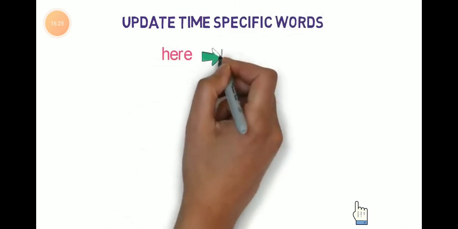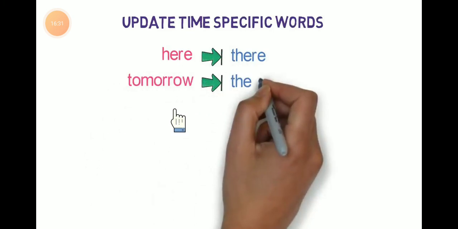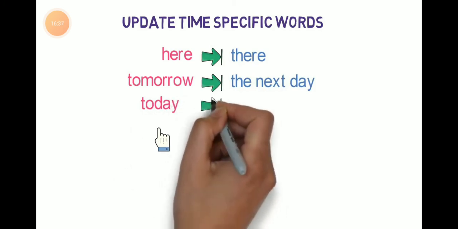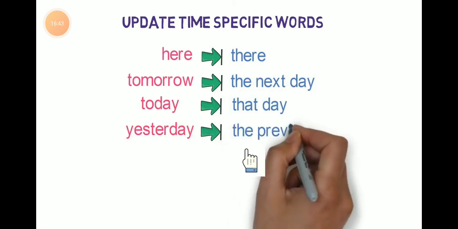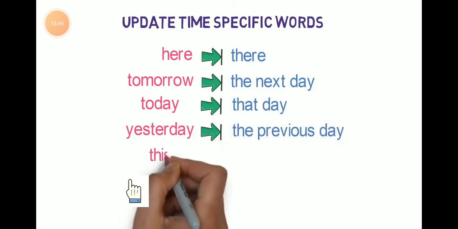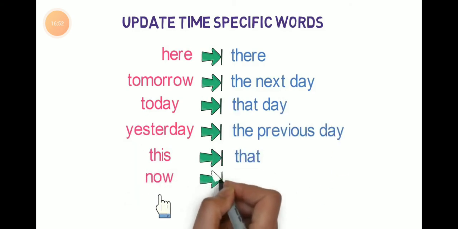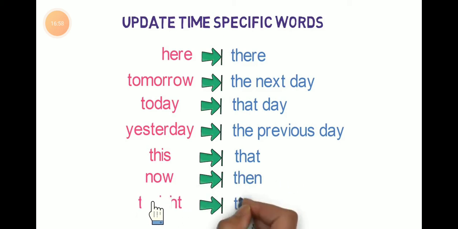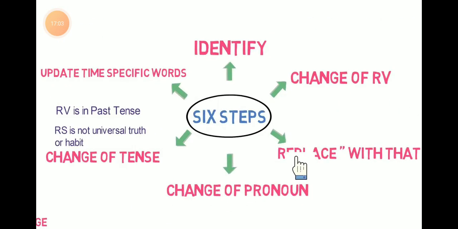Let's quickly revise. See, "here" can be written as "there," "tomorrow" can be written as "the next day," and "today" can be written as "that day," and "yesterday" can be written as "the previous day." Yes or no? Then "this" can be written as "that," and even "now" can be written as, okay, what? Then, alright, "tonight" can be written as "that night." Understood? These time specific words can be changed according to the given table, according to the set solutions.